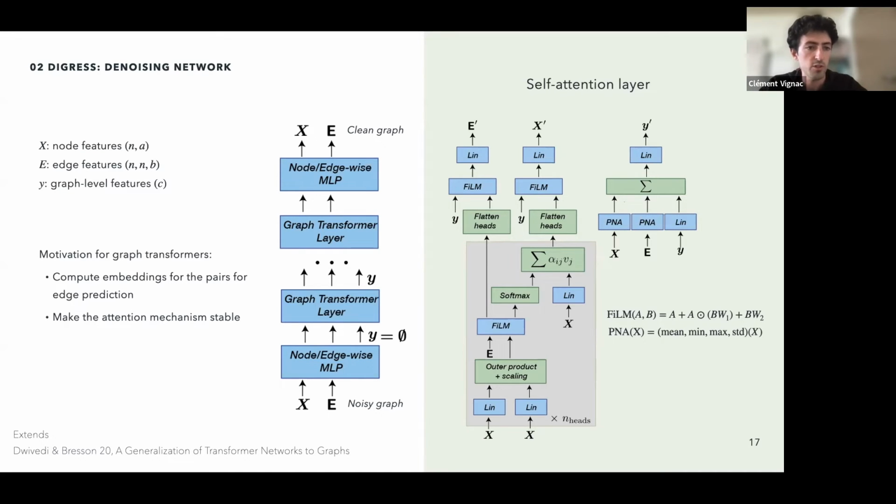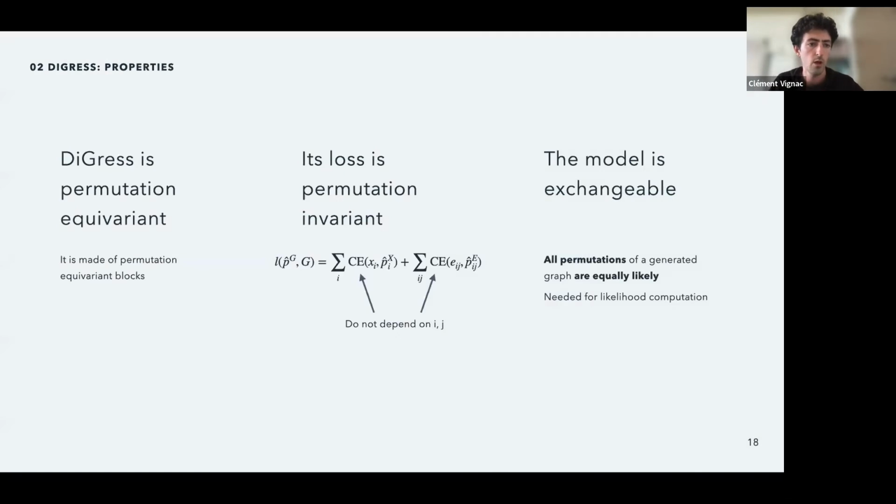Honestly, we didn't spend that much time on this denoising network. We wanted a flexible architecture that looked reasonable. We designed this one, and we just did our experiments with this architecture.